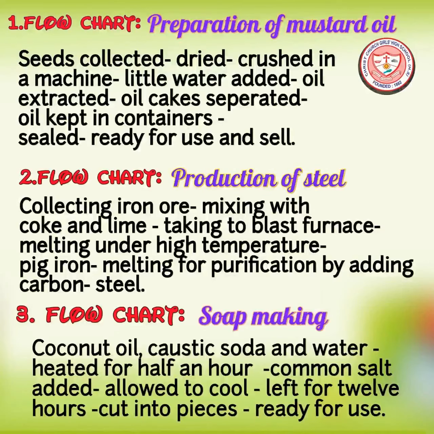Flowchart number 2, and it is on production of steel. Collecting iron ore, mixing with coke and lime, taking to blast furnace, melting under high temperature, pig iron, melting for purification by adding carbon, steel. And the last flowchart is on soap making. Coconut oil, caustic soda and water, heated for half an hour, common salt added, allowed to cool, left for 12 hours, cut into pieces, ready for use. So girls, I hope that you all will do the homework in your English copy.